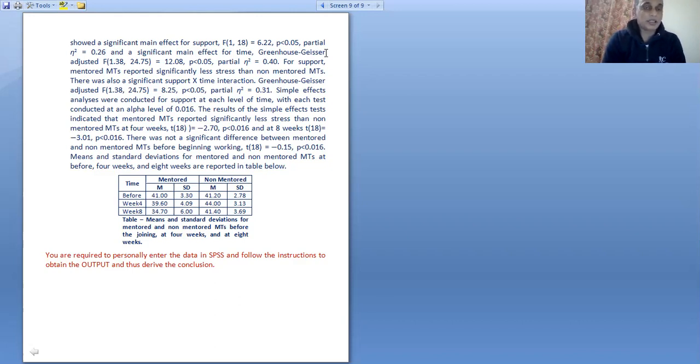We have put the means and standard deviations up here in the data so that it can be well understood. So this is how we are going to answer a question related to a one way within and between subject ANOVA.